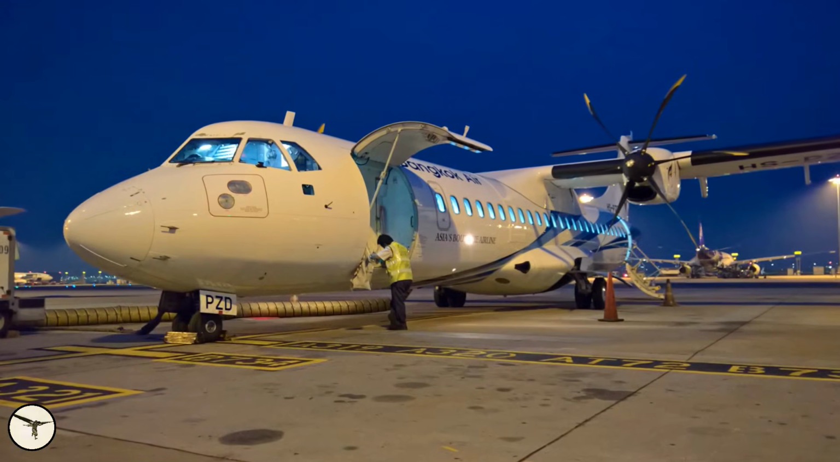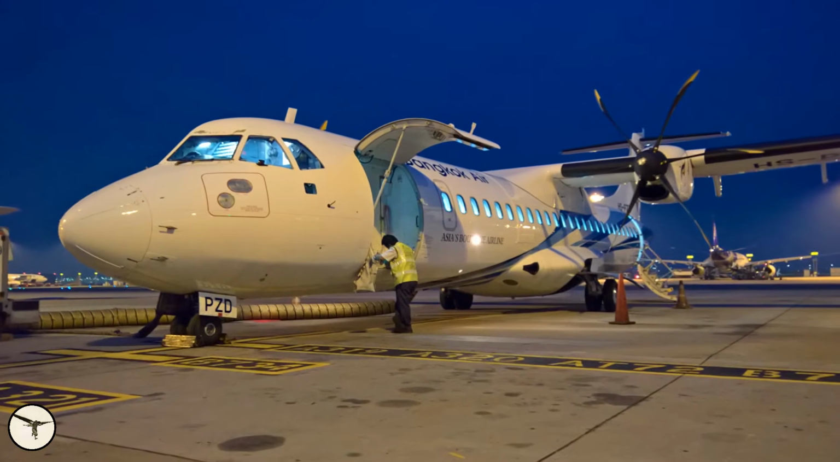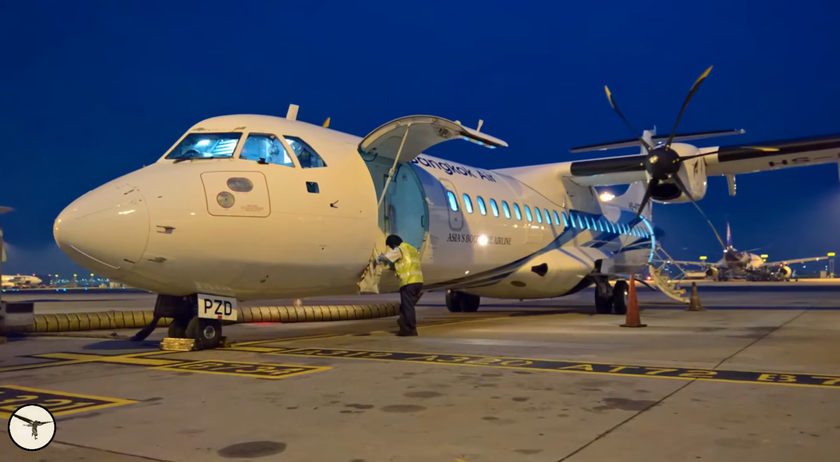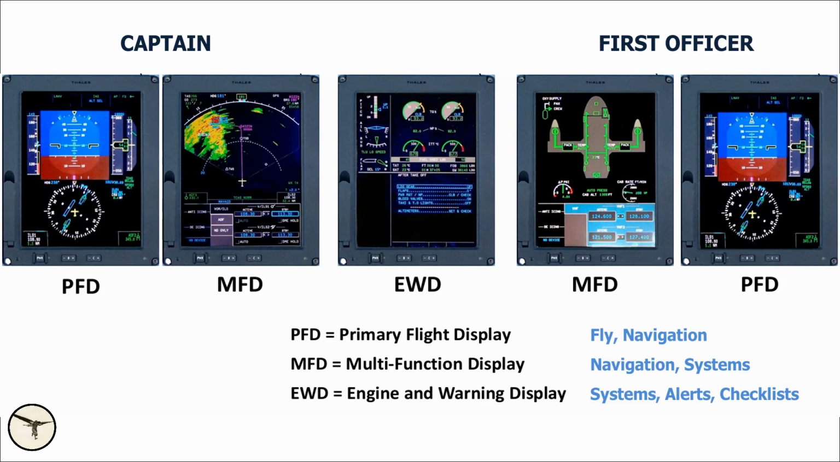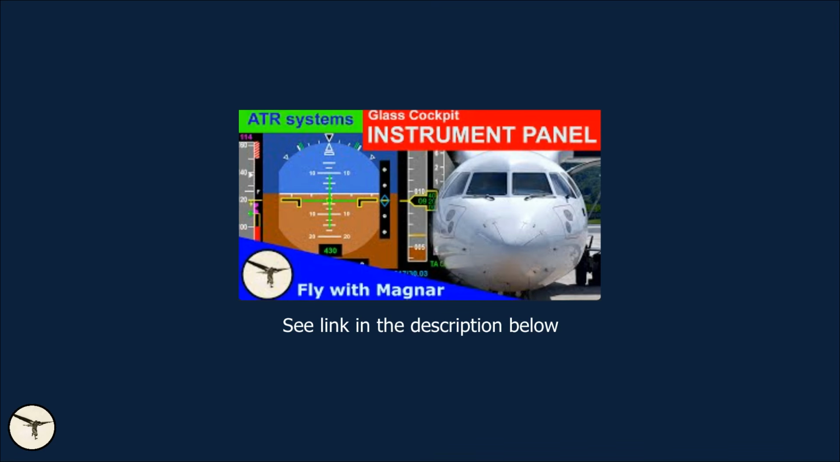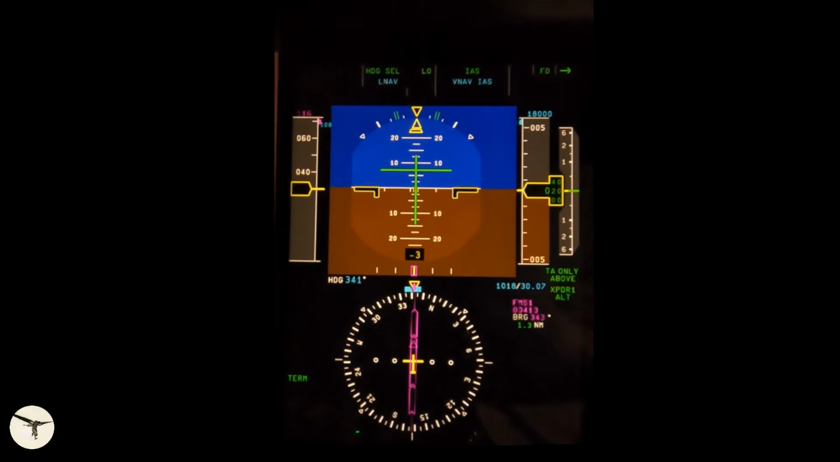For those of you not yet fluent in ATR hieroglyphics, here's a quick tour. The cockpit is dominated by 5 screens, 2 primary flight displays, PFD, and 2 multifunction displays, MFD, in front of each pilot, and an engine warning display, EWD. If you want a more detailed introduction, you can watch this video. In this video, we will focus on the primary flight display and the associated control panels.